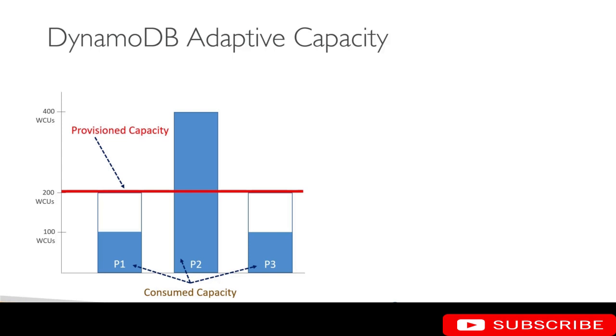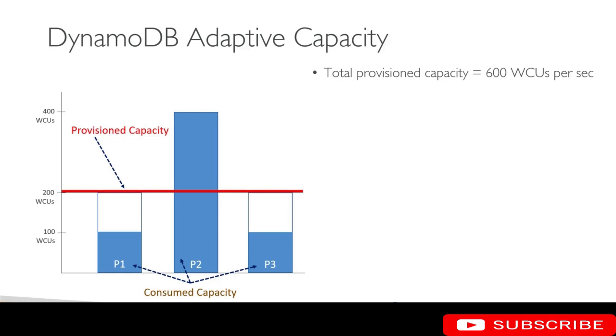But for now, remember that whatever capacity you provision to your table is equally divided between all the available partitions used by your table. So in this example, we have 3 partitions, P1, P2, and P3. Let's say we have provisioned about 600 WCUs per second on this table. So each of the 3 partitions is going to receive a third, that is about 200 WCUs each. So the provisioned capacity line is at 200 WCUs. And the blue portion, you can see that is the consumed capacity for each partition.